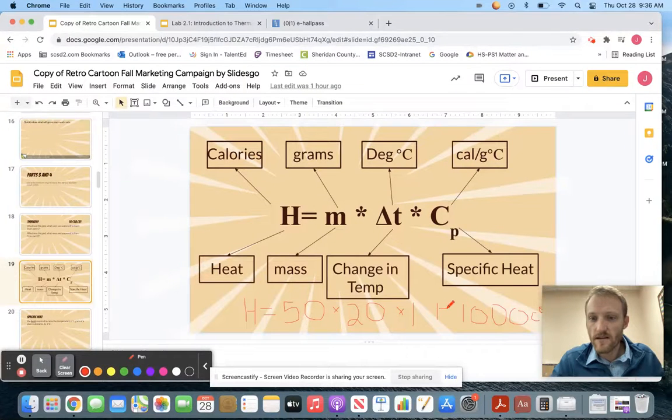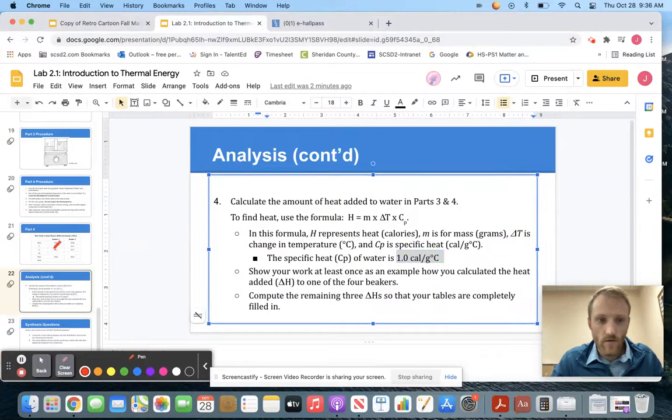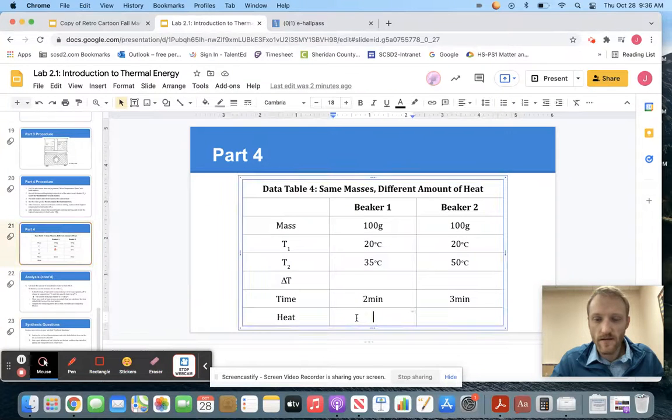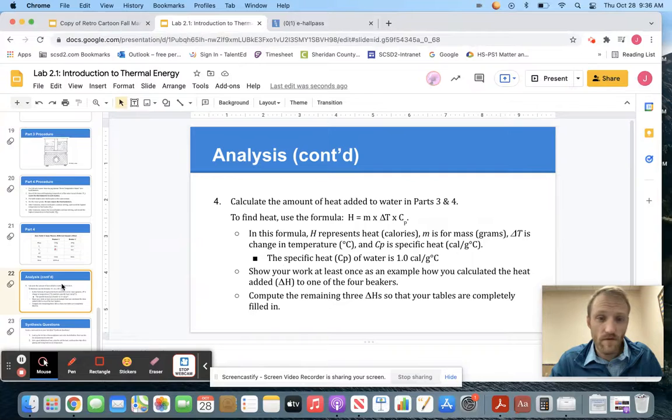So the heat or energy that was added to our water in this example would have been 1,000 calories. Hopefully that's helpful. Let me know if you have any questions on this. Use the data that I put on here to complete the lab. For our analysis questions, this is just calculating, so filling in the data tables. Make sure you have those filled in for your pictures.